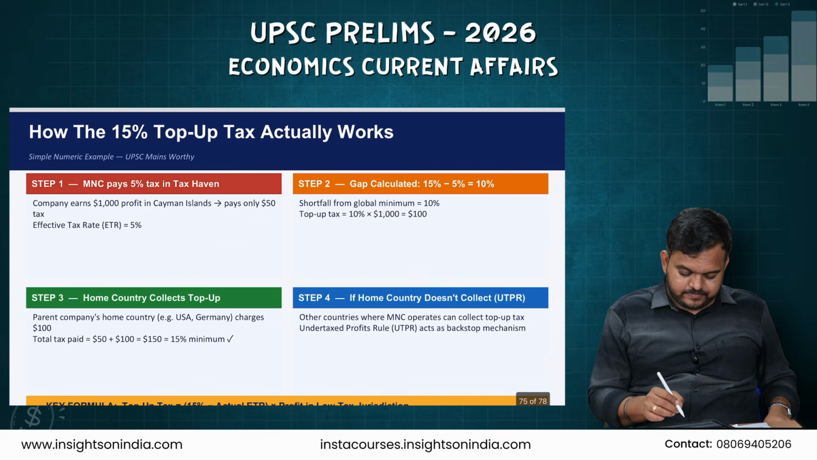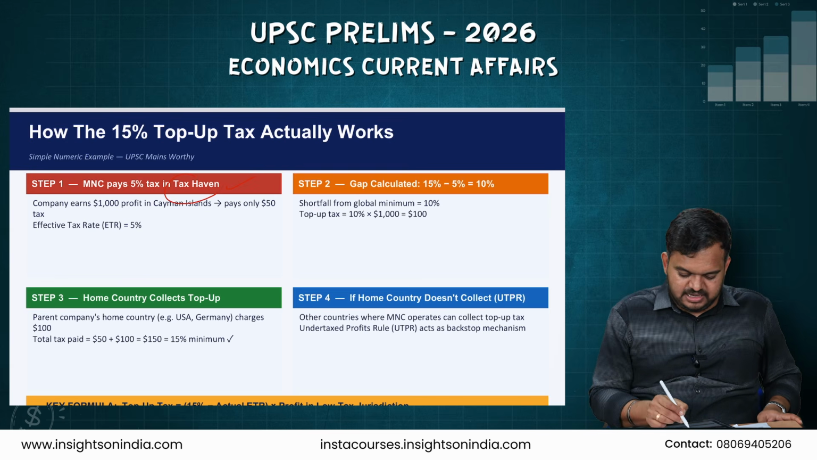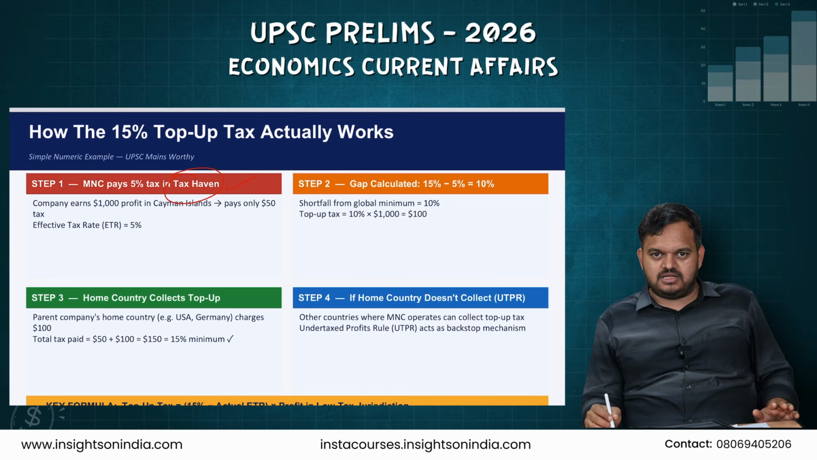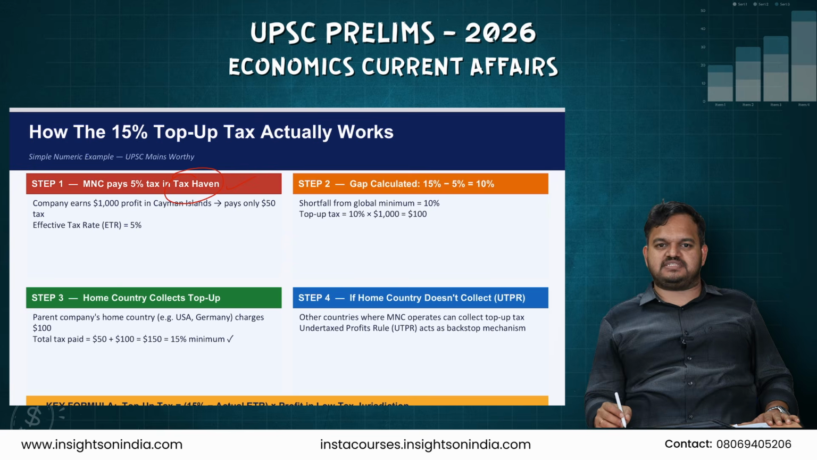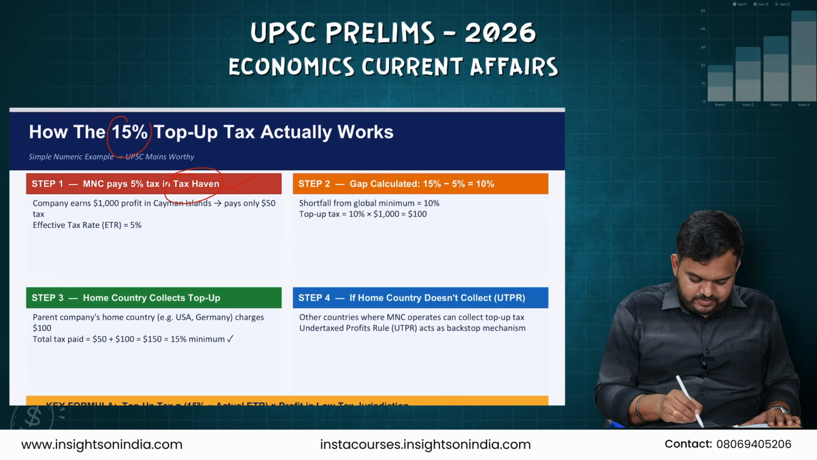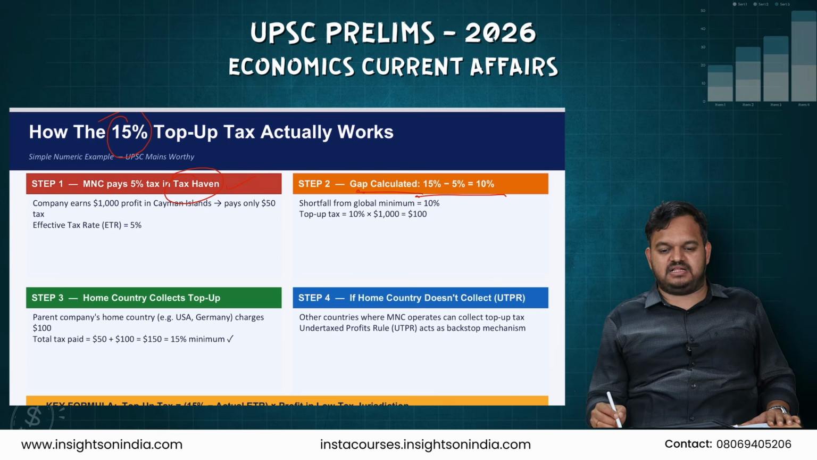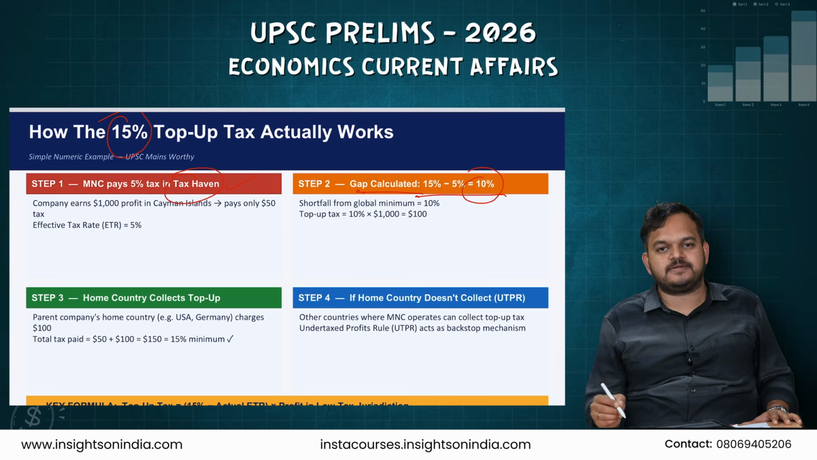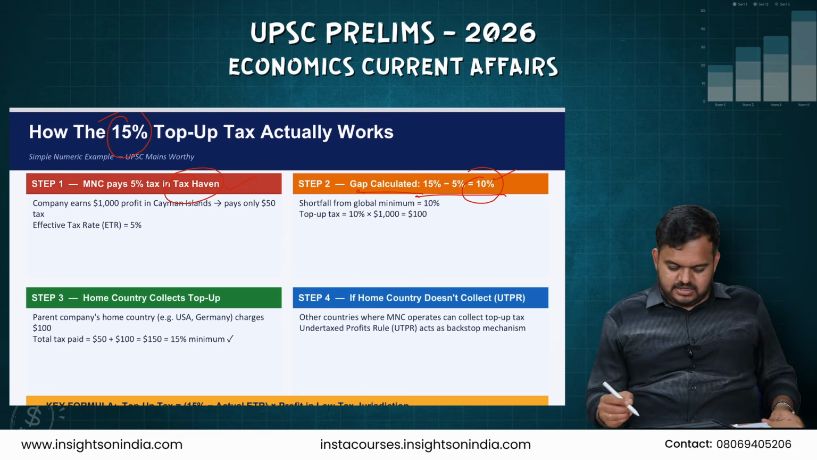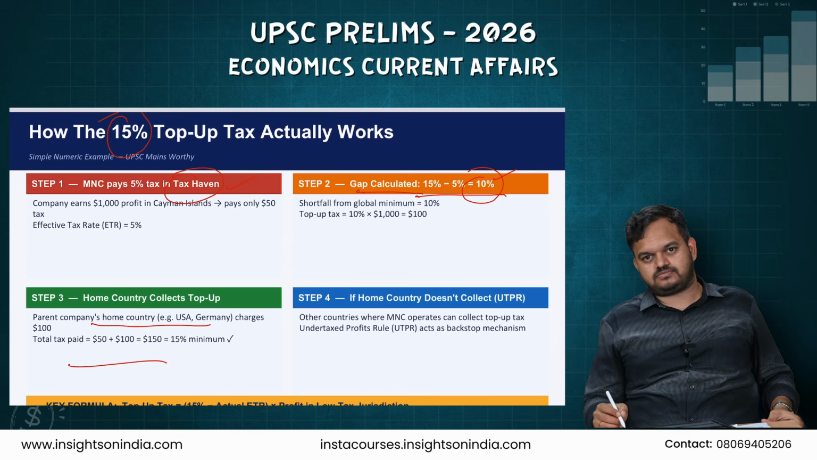For example, let's say an MNC pays just 5% tax in a tax haven, that is, a country where there is very little tax or zero tax. The global minimum tax has been put at 15%. Now the gap in tax paid by the MNC is calculated, which will be 10%. So 10% tax on the profits that it has booked has to be paid. That 10% will be charged by the home country.